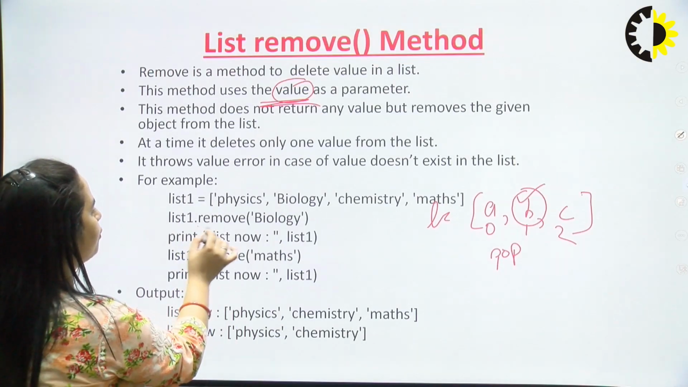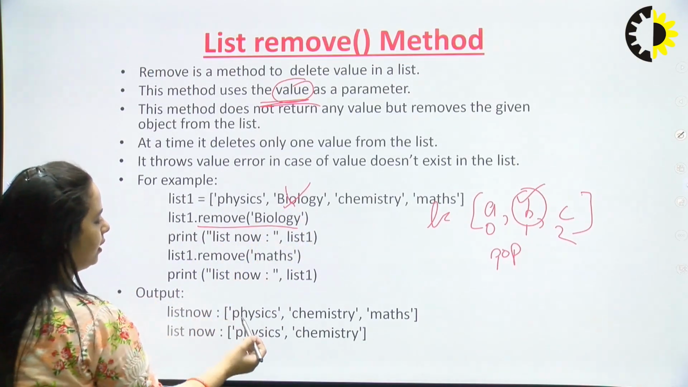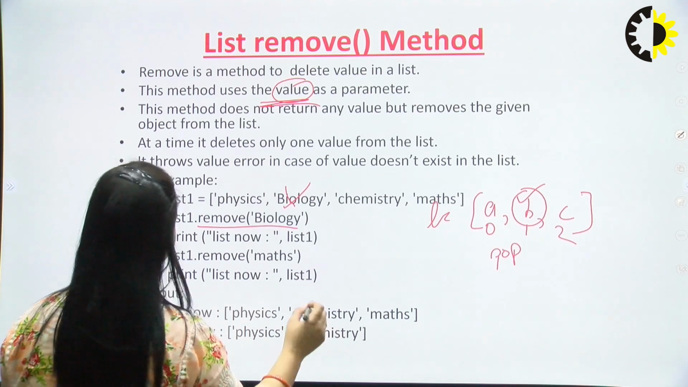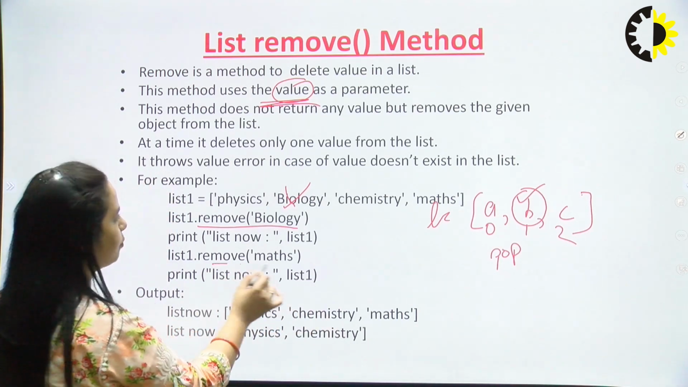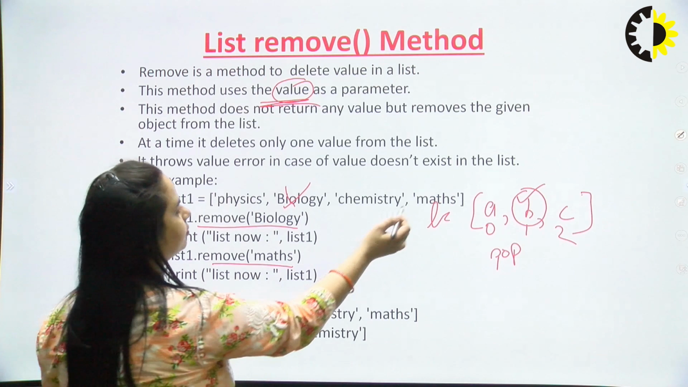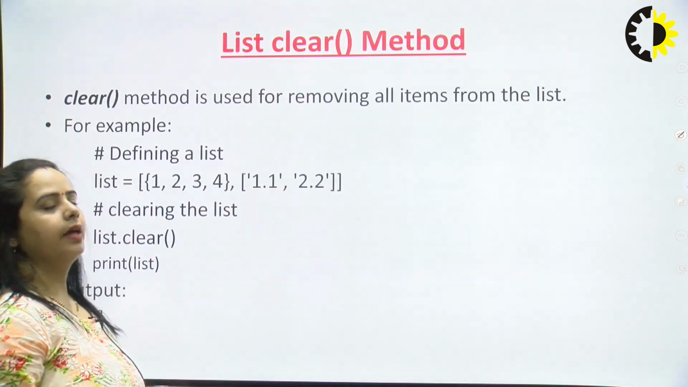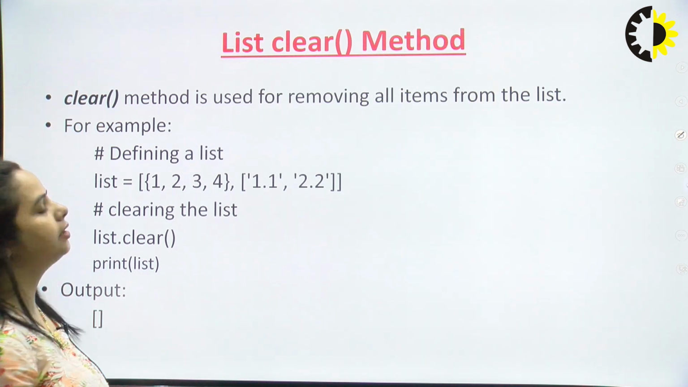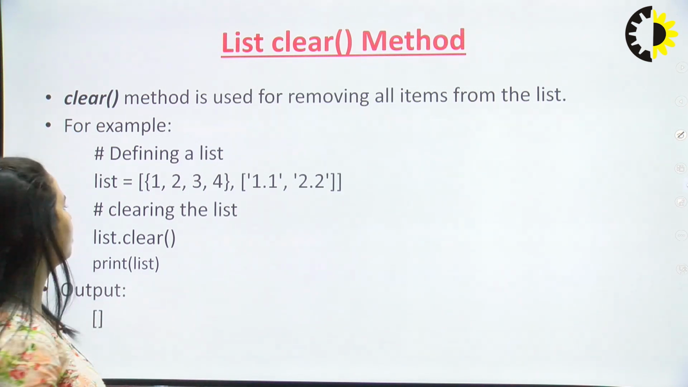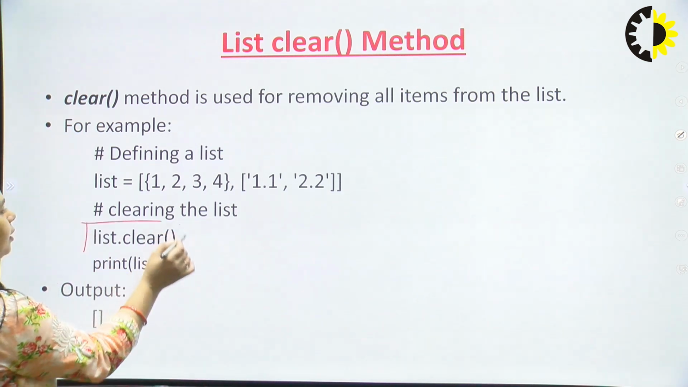So with the help of the remove method, biology is deleted, we get chemistry, physics, and with the help of the remove math method, I will get physics and chemistry. Next is your clear method. Clear method is also used to remove all the elements from a list. It will clear the whole list.